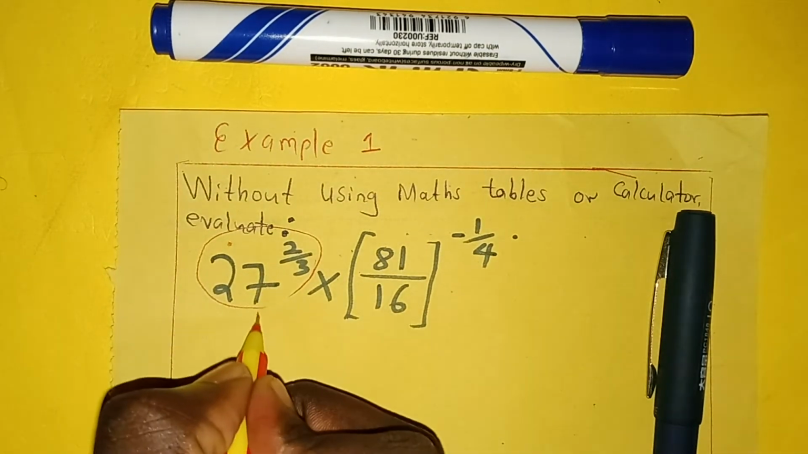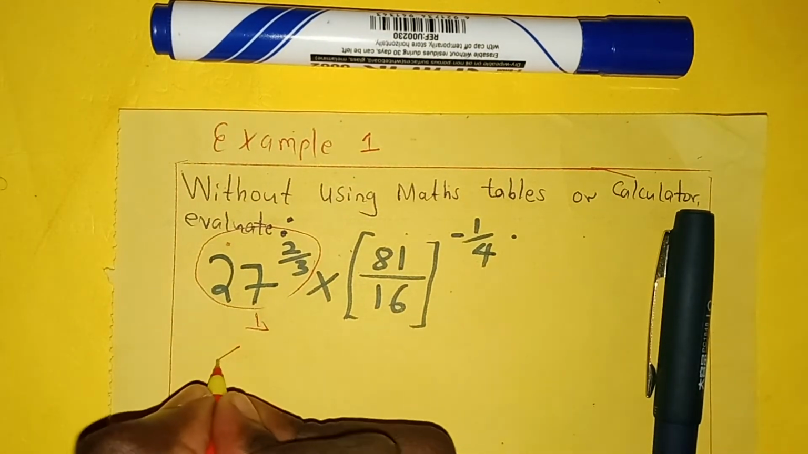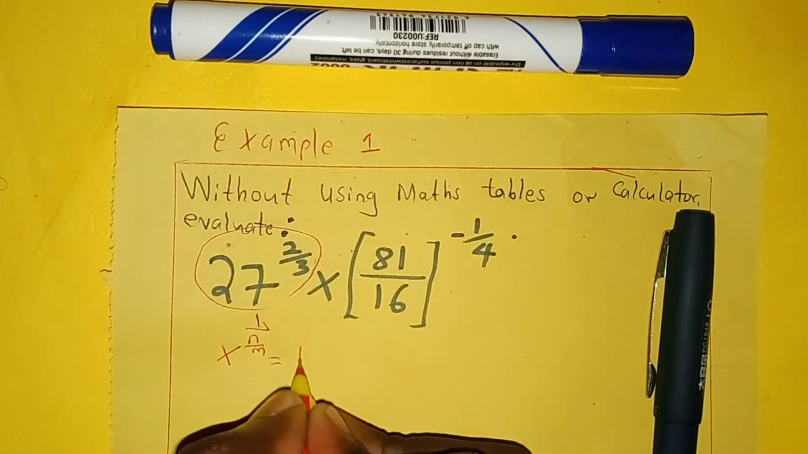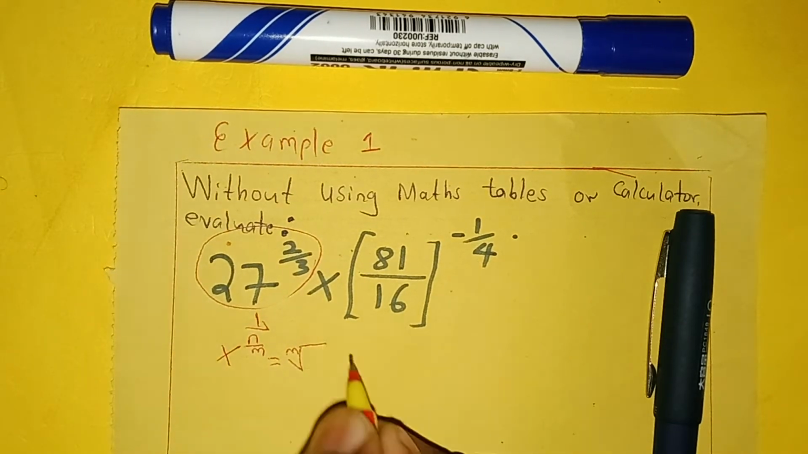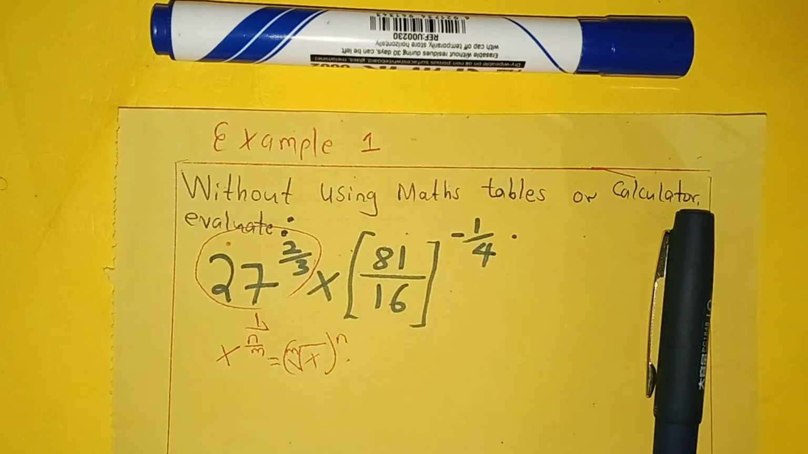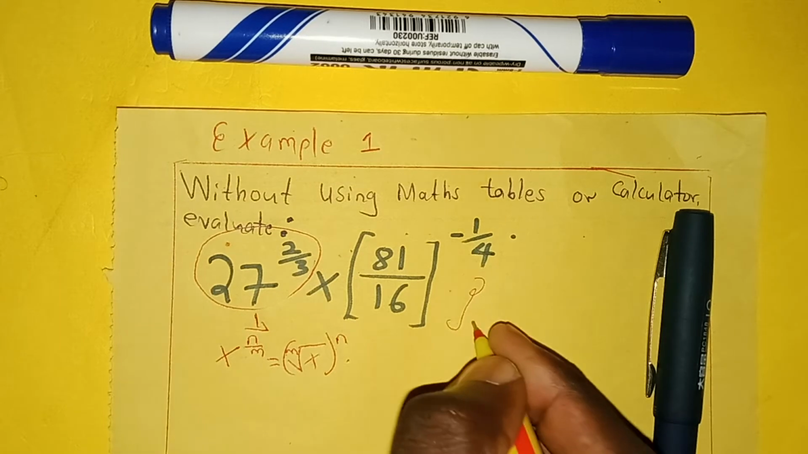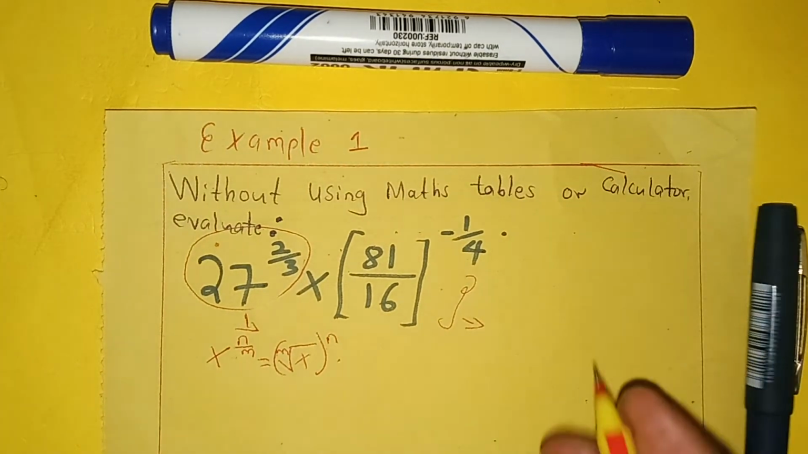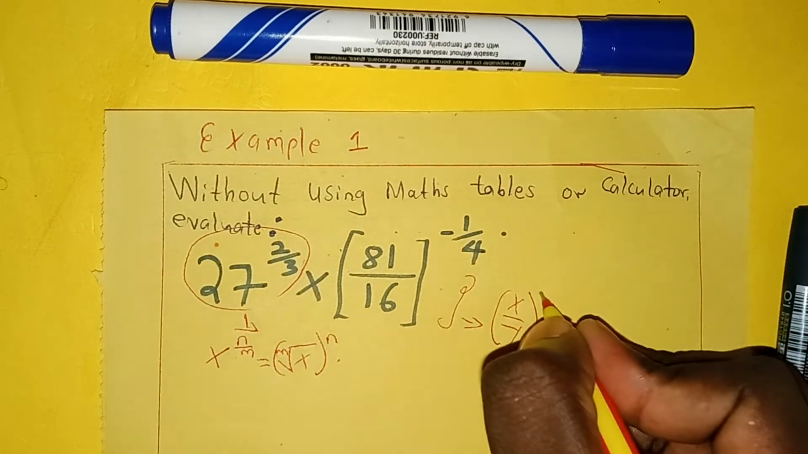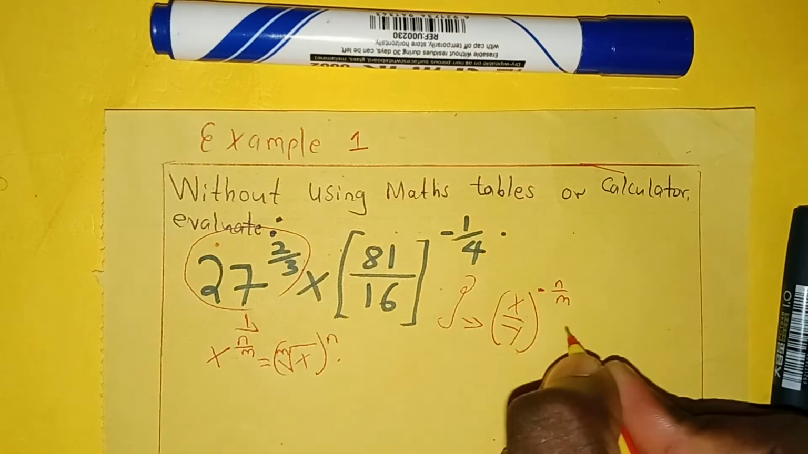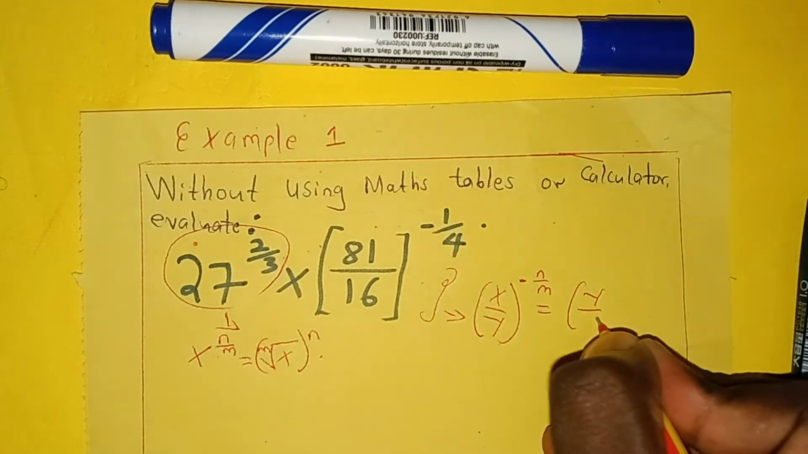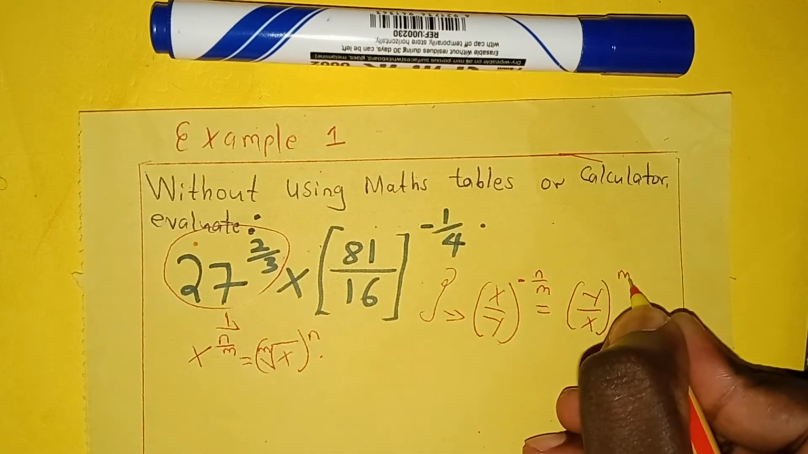will apply this law that x raised to n over m is equals to the m-th root of x raised to n. Then this second part will apply this law: x over y power negative n over m is equals to y over x power m over n.